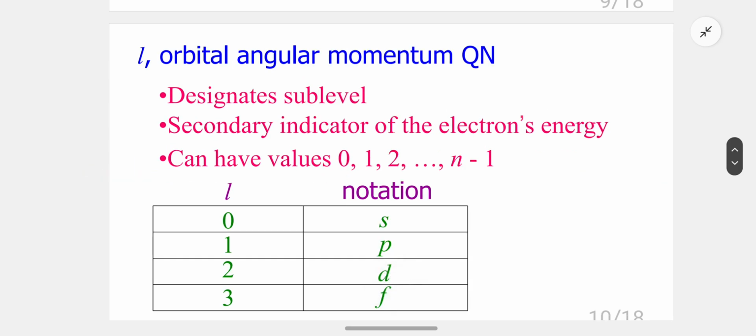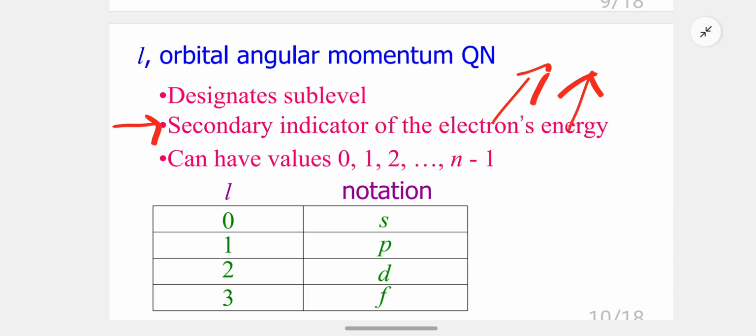Then we have the orbital angular momentum quantum number. It designates the sublevel, also called subshell, energy shell, or orbital energy level. These are different names for the sublevel, that is S, P, D, etc. It is the secondary indicator of the electron's energy, while the primary indicator was the principal quantum number.